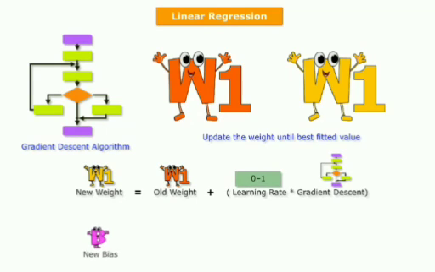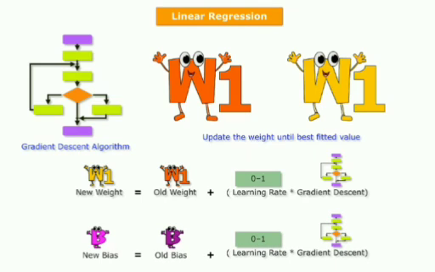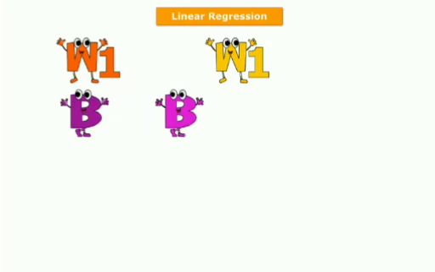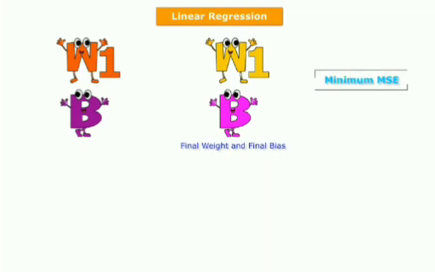New bias is equal to old bias plus learning rate multiplied by gradient descent. Learning rate is a fixed value ranging between 0 to 1. You will learn more about it when you start implementing these algorithms on various tools. After a few iterations, you will get the values of W1 and B, which will result in minimum MSE, and those will be the final weights and bias. The equation thus formed can be used to predict the target variables based on new input variable.